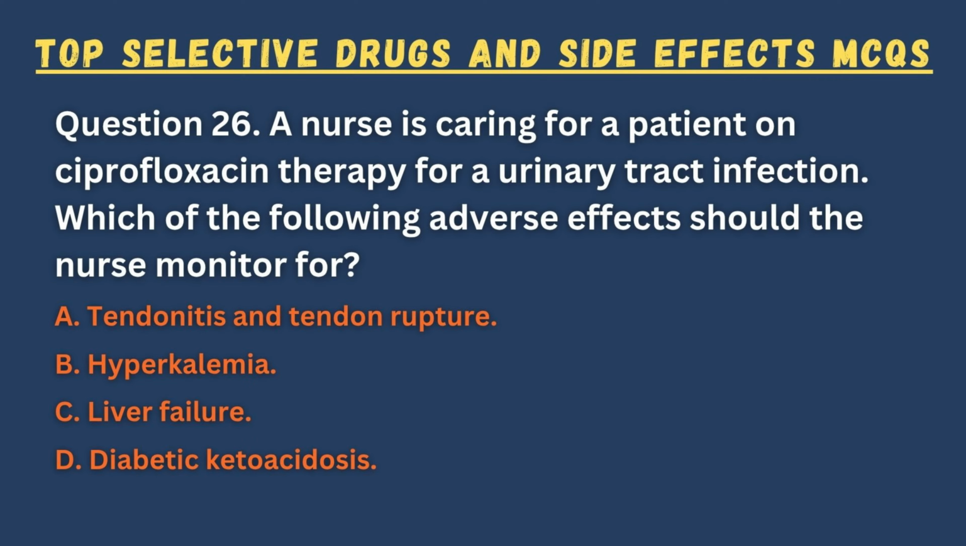Question 26. A nurse is caring for a patient on ciprofloxacin therapy for a urinary tract infection. Which of the following adverse effects should the nurse monitor for? A. Tendinitis and tendon rupture. B. Hyperkalemia. C. Liver failure. D. Diabetic ketoacidosis.